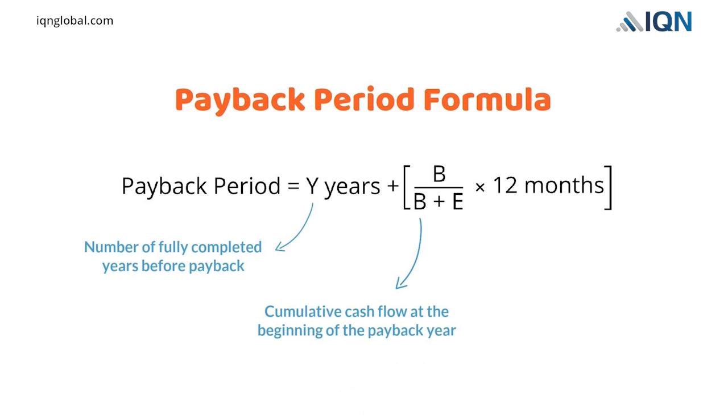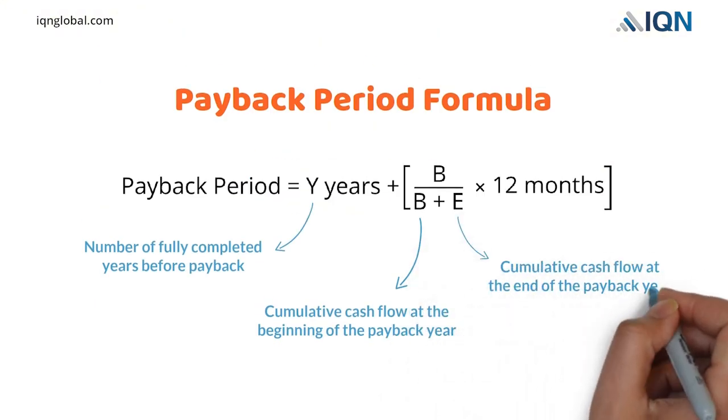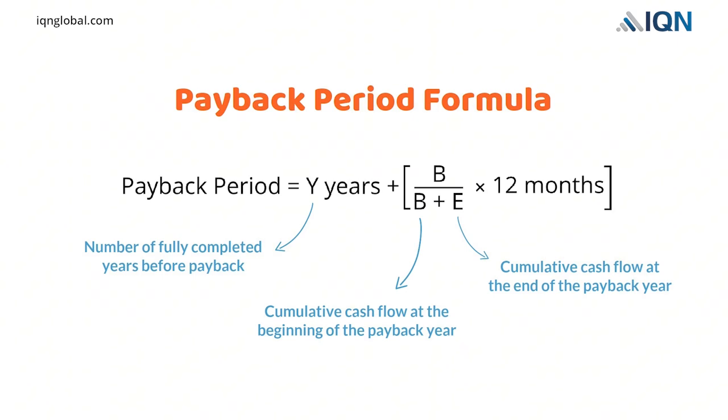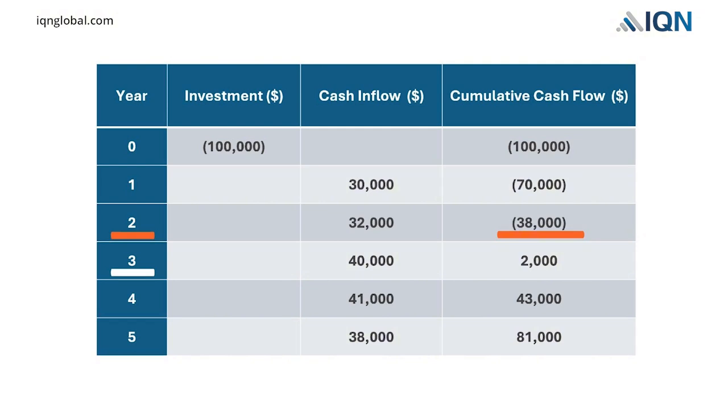In our example, the beginning of the payback year is year 2. The cumulative cash flow in year 2 is $38,000. E is the cumulative cash flow at the end of the payback year. In our example, the end of the payback year is year 3. The cumulative cash flow at the end of year 3 is $2,000.